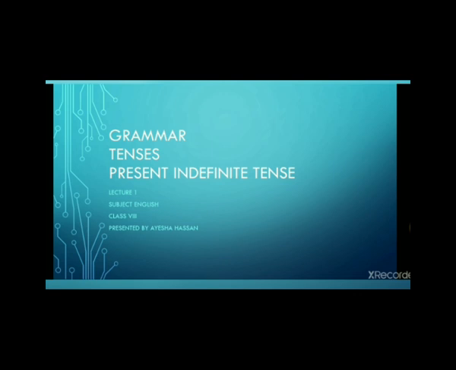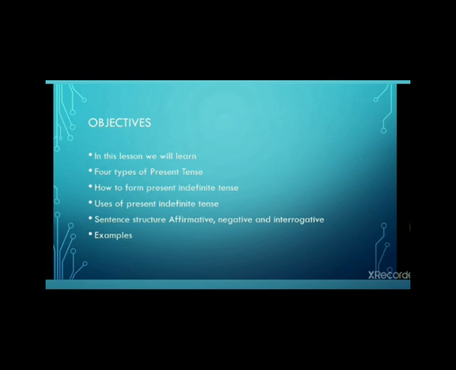Today we are going to revise tenses. Before starting, let's have a look at our objectives. Objectives are: in this lesson we will learn four types of present tense, how to form present indefinite tense, uses of present indefinite tense, sentence structure, affirmative, negative, and interrogative sentences. Examples.